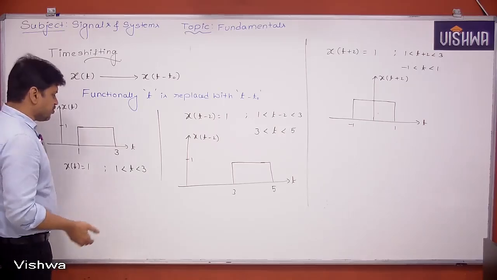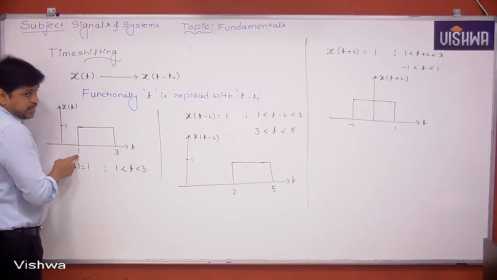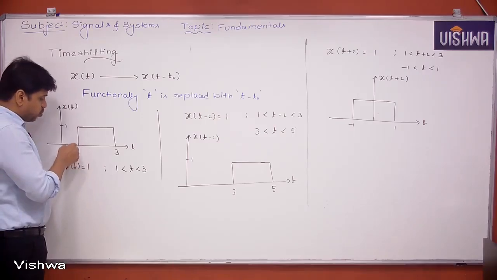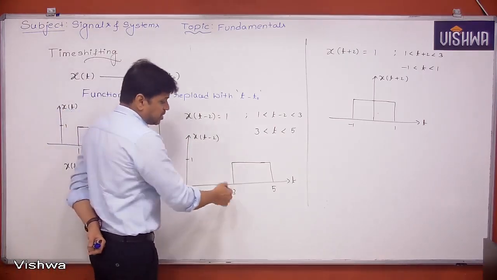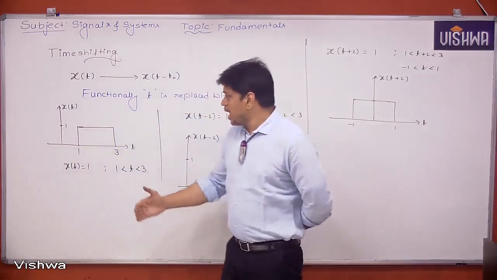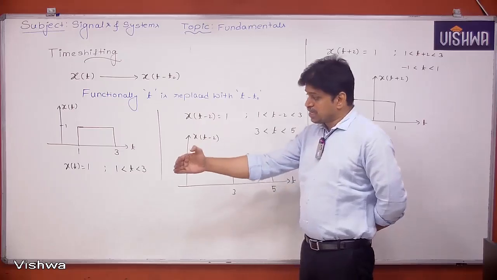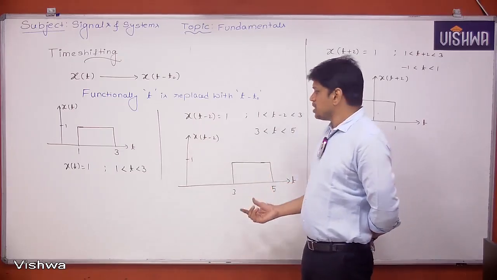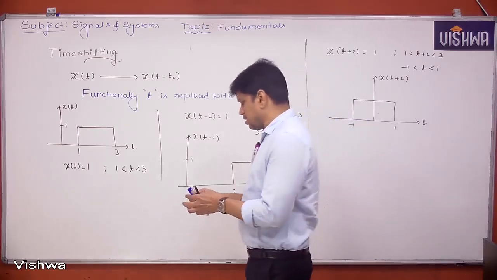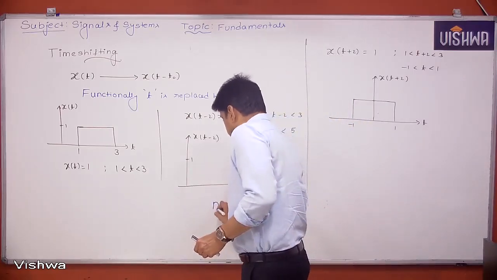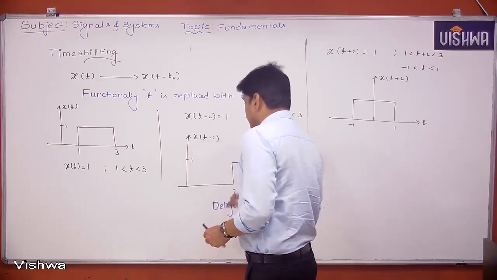Or we can say it in another way: here x of t is starting at 1 second, whereas x of t minus 2 is starting at 3 seconds. That means the signal has to start at 1 second, but instead it is starting at 3 seconds. 1 second, 3 seconds. Then can I simply say this is nothing but delayed by 2 seconds? So I can say this is a delayed signal. A delayed signal always moves in the rightward direction.